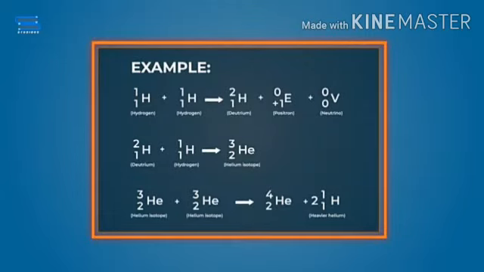1H2 is an isotope of hydrogen named deuterium. The energy released in each fusion is 3.84 into 10 power minus 12 joule. The mass of the daughter nucleus formed during the nuclear fusion reaction is less than the sum of the mass of the two parent nuclei.